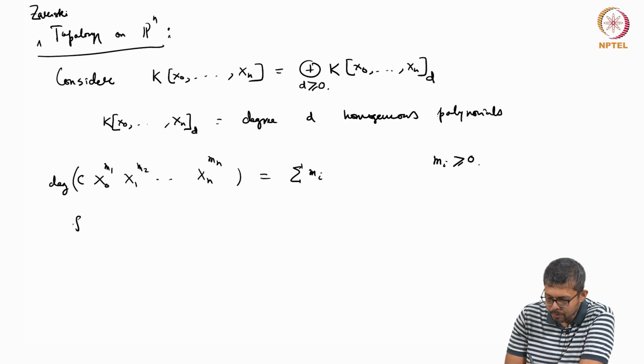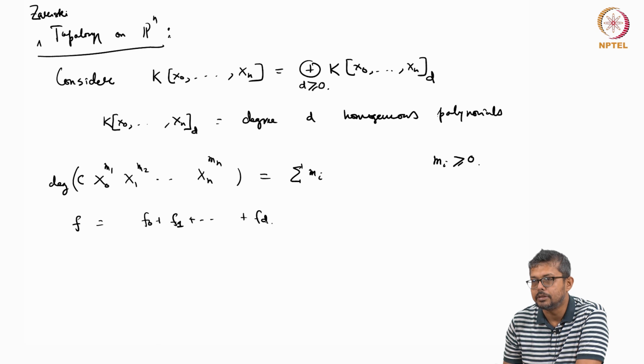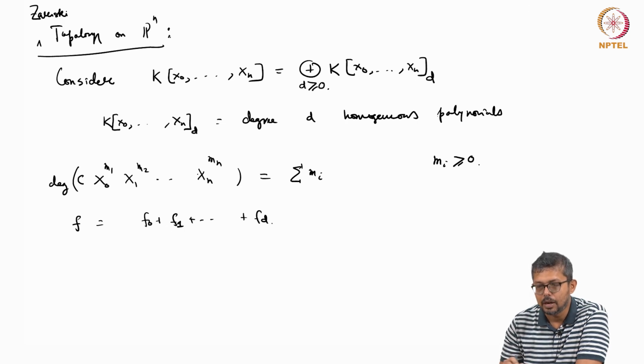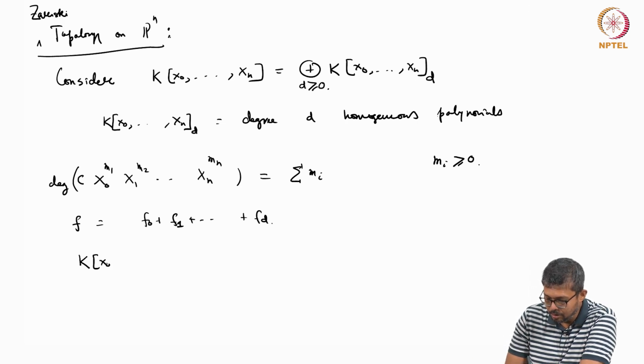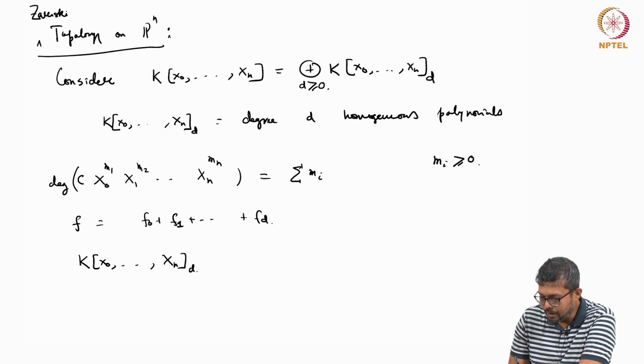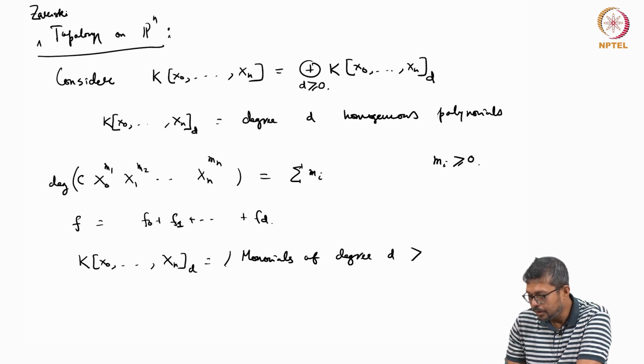Now if you take a polynomial f, you can write it as f naught plus f1 uniquely, right? If f is a degree d polynomial, you can write it as f naught plus f1. So this is a direct sum decomposition. f1 is a homogeneous polynomial. So now k[x naught, ..., xn]_d is the vector space generated by monomials of degree d.